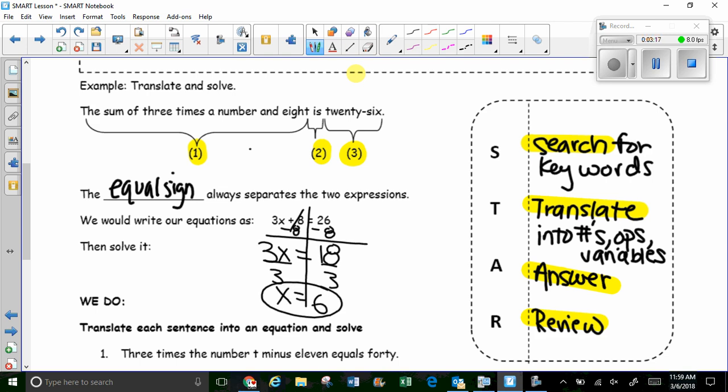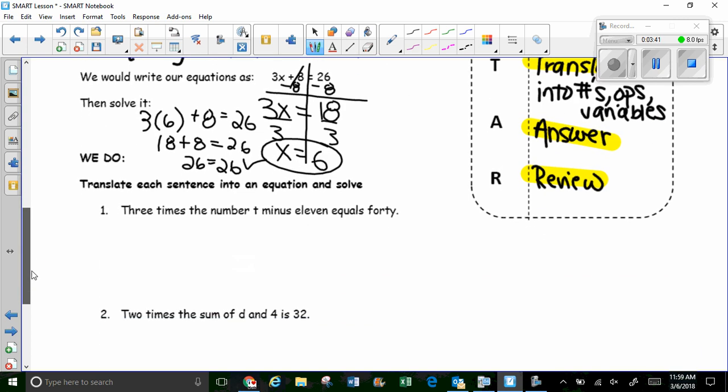So review, did we actually find a number that when multiplied by 3 and added to 8 gives me 26? Well, we can check. Let's multiply our number x by 3, add 8, and see if that gives us 26. 3 times 6 is 18. 18 plus 8 is 26. So that's the check step, making sure that we answered the question and got it correct.